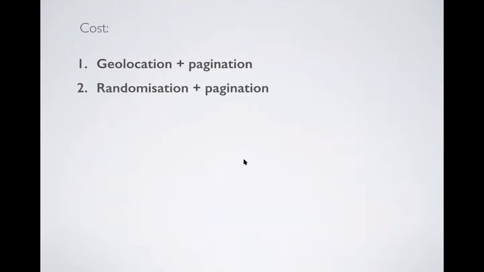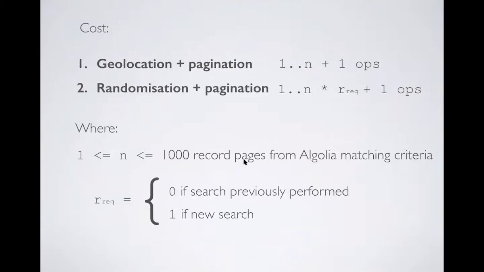What's the cost? Now, you will forgive me if I use some formulas, but it's just going to be a few of them. For the first one, we only have 1 up to n plus 1 operations, and I will clarify the n in a second. For the second one, it can be 1 up to n times our rec, which I will tell you in a second what it is, plus 1 operations. Pretty much the same, where n is something between 1 and the number of pages from Algolia matching criteria. Pages made of 1,000 records each.